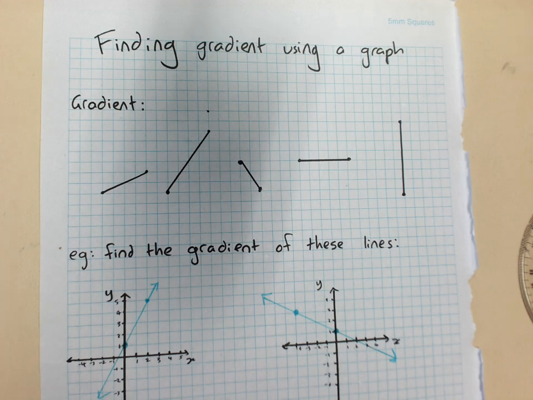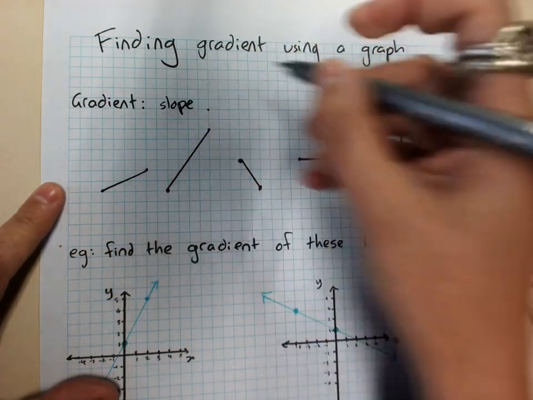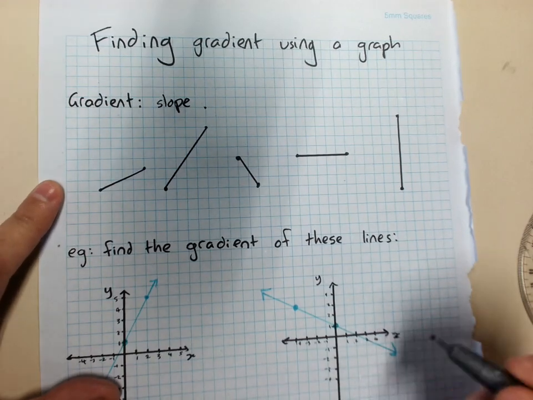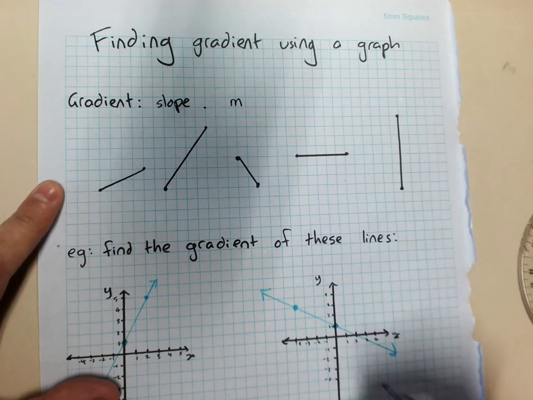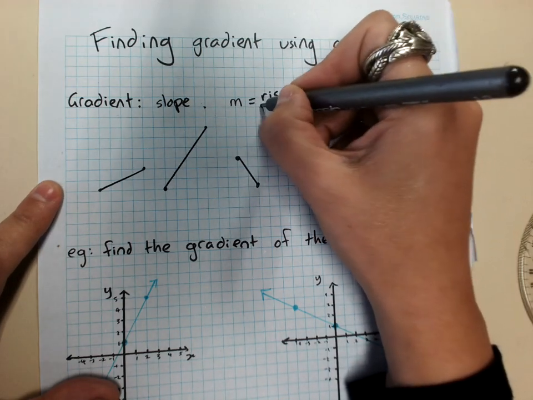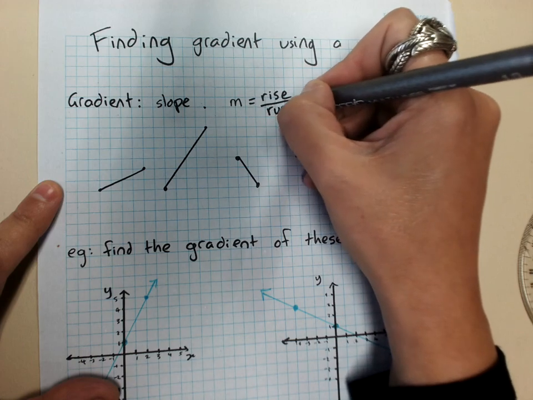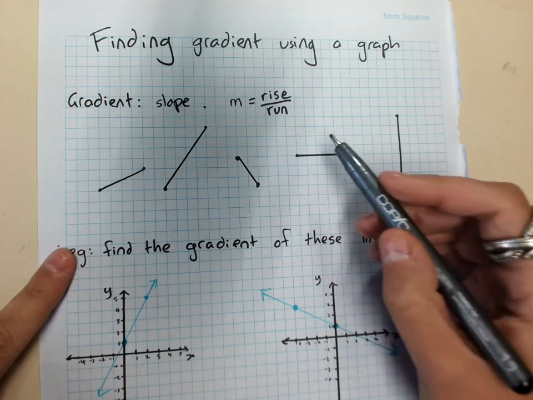Finding gradient using a graph. The gradient of a line is its slope, how steep it is and which way it's sloping. Its symbol in maths is a little m, and the way we find it is we do rise divided by run, and I'll explain more what that means.